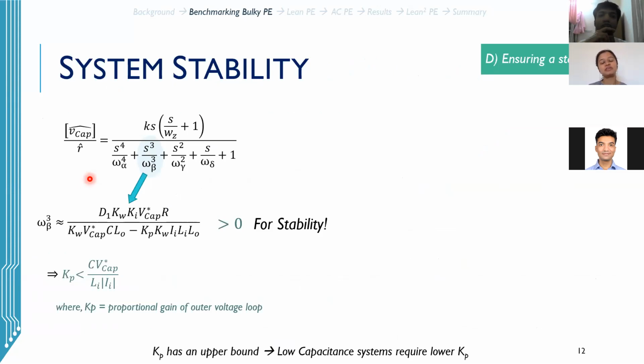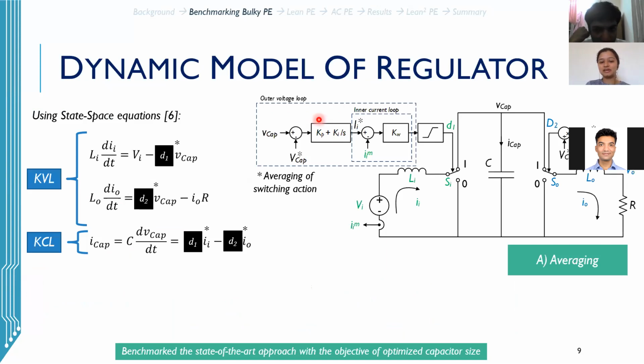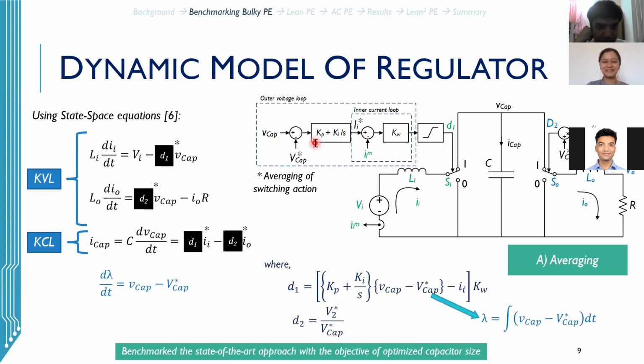One of the aspects that we have to be careful about is the system stability. Of course, the system has to be stable, and if we look closely, it is this particular term which needs to be positive for a stable operation of the overall system. Assuming that this denominator has to be always greater than 0, we find that this Kp has to be less than a particular value. This Kp is the proportional gain of the outer voltage loop. Just to be sure that we know where it is, I will go back and show that this is Kp here.